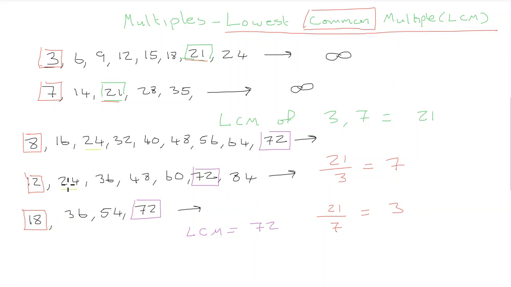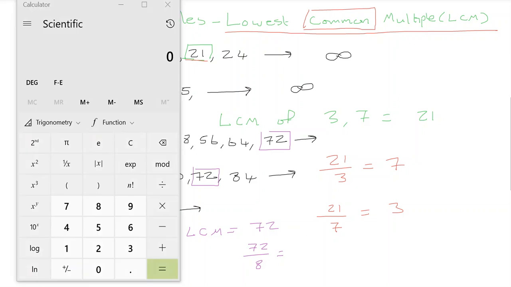And another way to think about this as well is that all of these numbers will divide in evenly into 72. So if we think about it, if I take 72 divided by 8, that's going to be equal to what? So 72 divided by 8 is equal to 9.